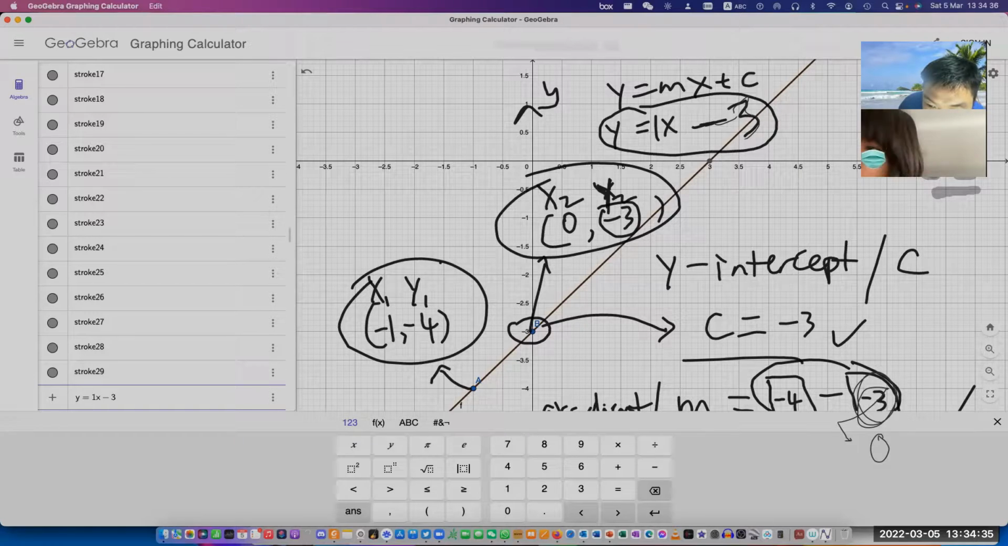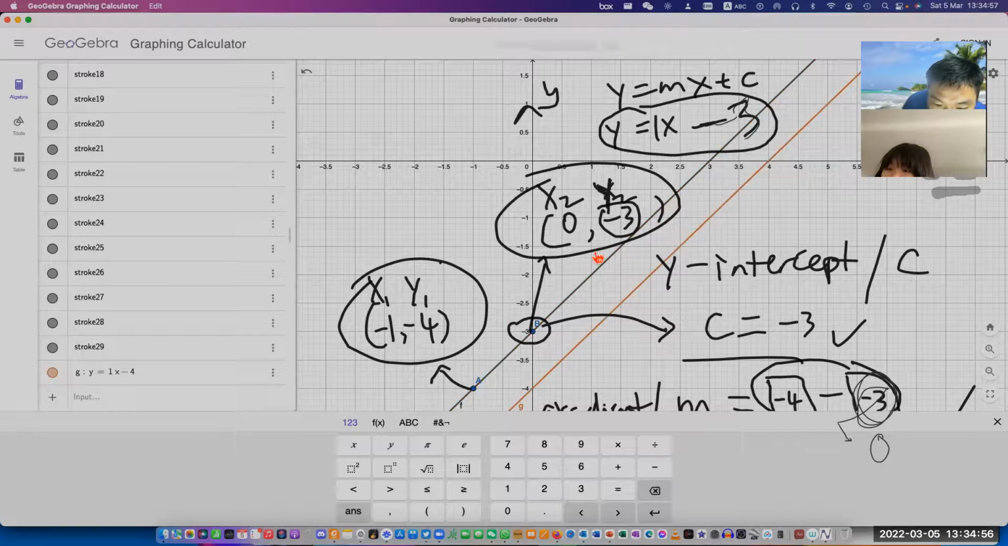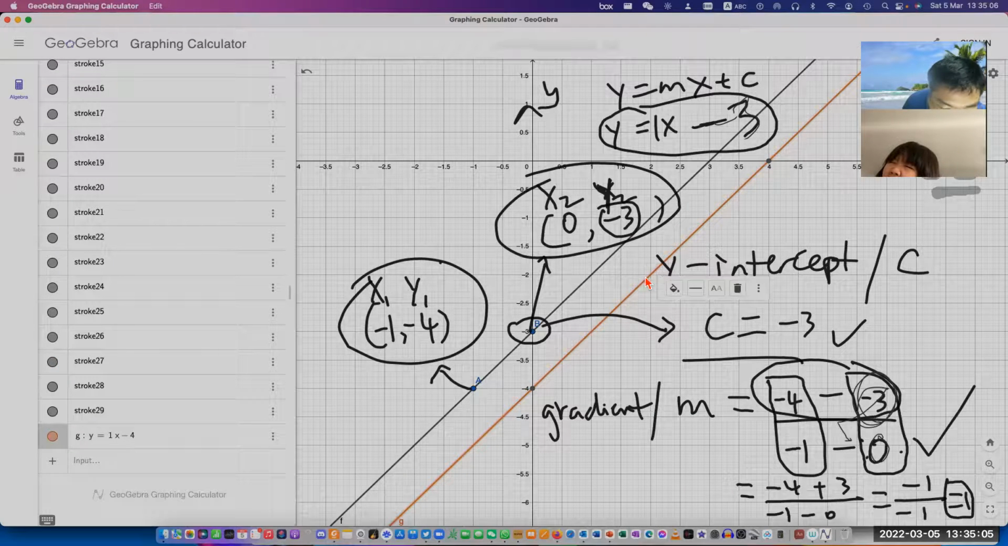It disappeared. Can you see it disappear? It overlaps, right? So if it overlaps, that means my m and c are correct. Let's say my c is wrong, let's say I put 4. Can you see? They don't overlap. The orange and the black one don't overlap. If they don't overlap, that means you are making a mistake. Can you see or not?